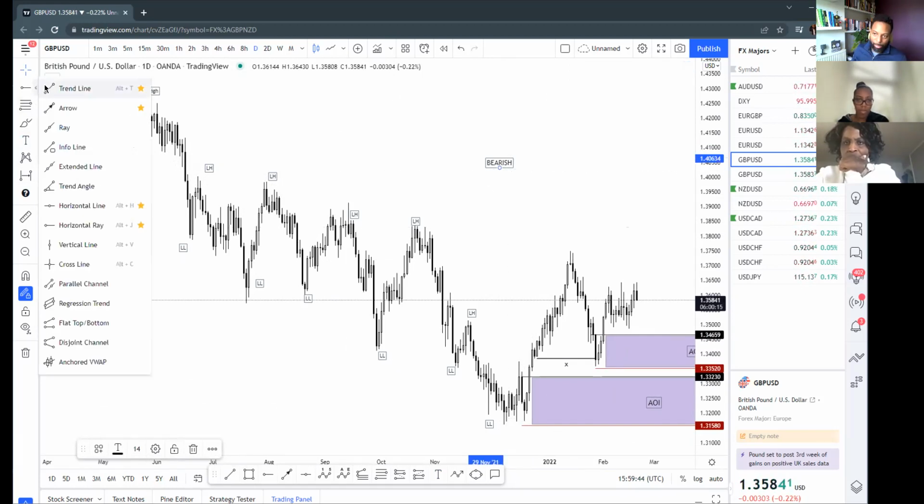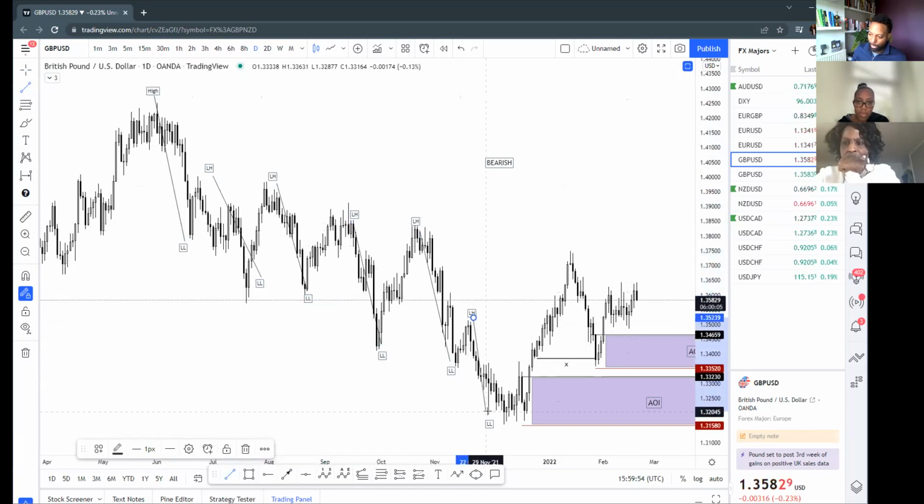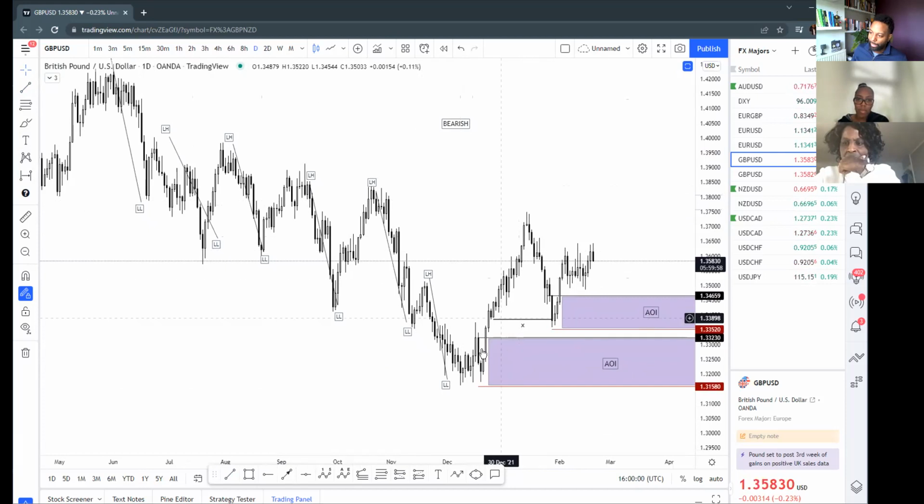We know the market is bearish because we've got our pairs. There should all be pairs there: lower highs, lower lows. They should all be in pairs. And so we know that the market is actually bearish.